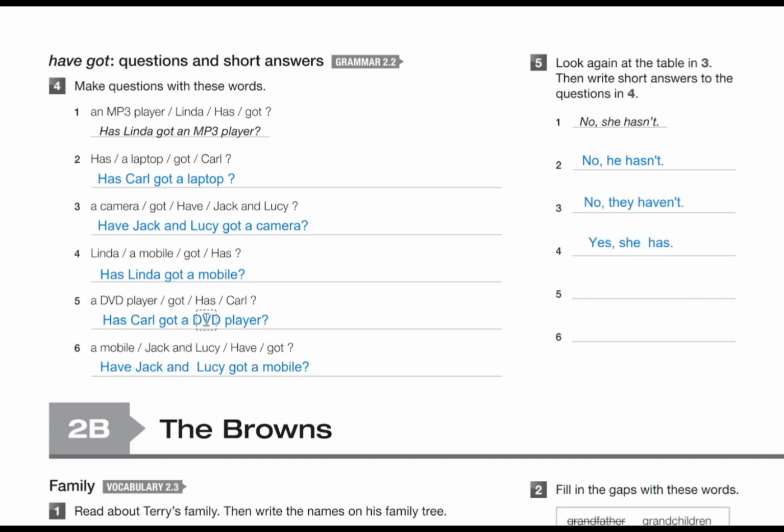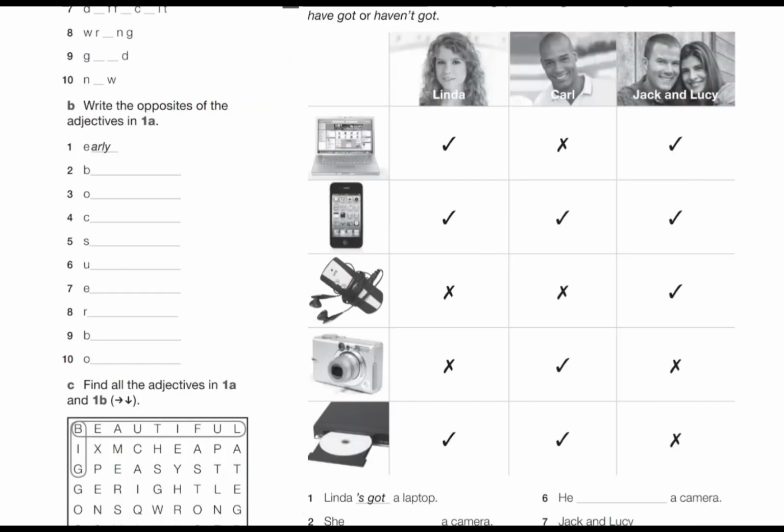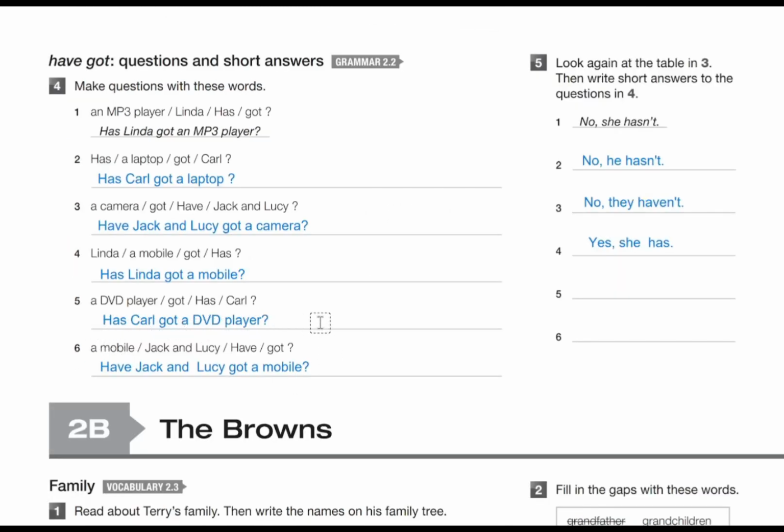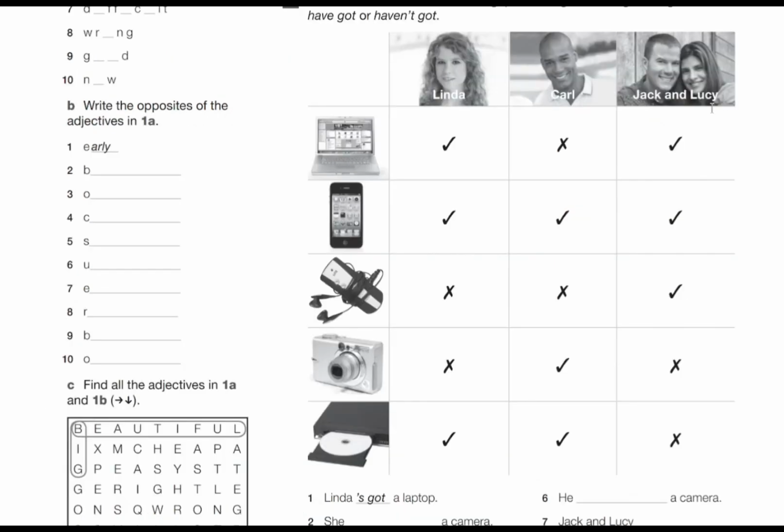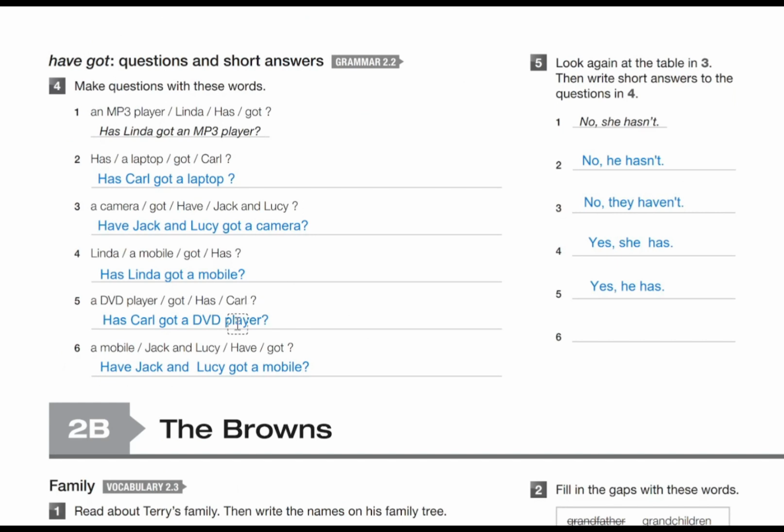Number five, has Carl got a DVD player? Carl, DVD player. As you can see, there's a tick. So yes, he has. Has Carl got a DVD player? Yes, he has. That's it. Number six, have Jack and Lucy got a mobile? As you can see here, Jack and Lucy, they have got a mobile. There is a tick. So we're going to go for yes, they have. Yes, they have. That's it. And that makes us move to 2B now, guys.